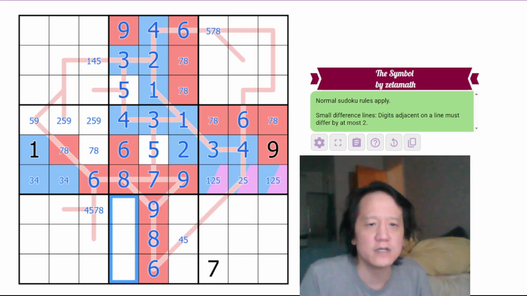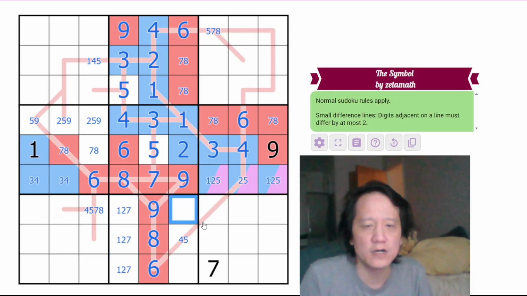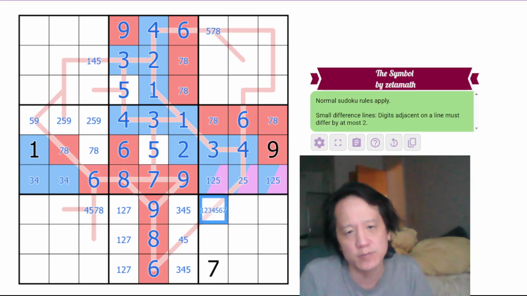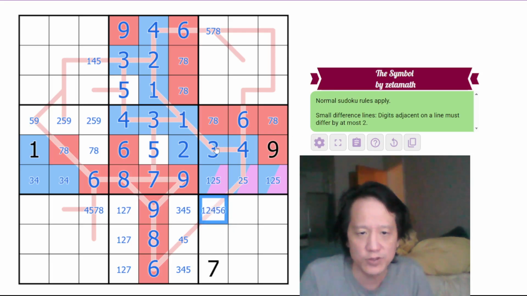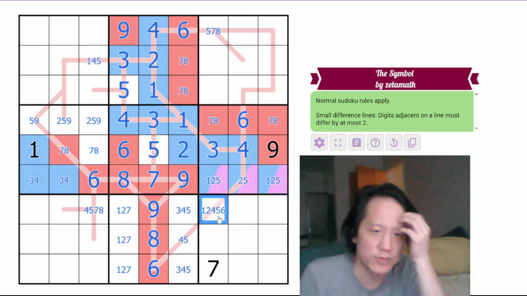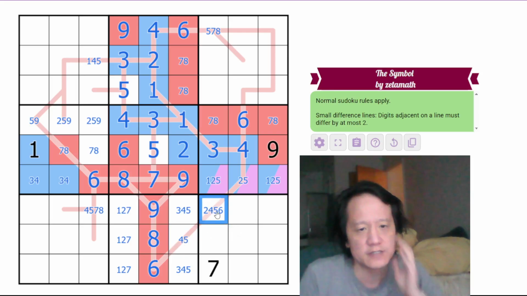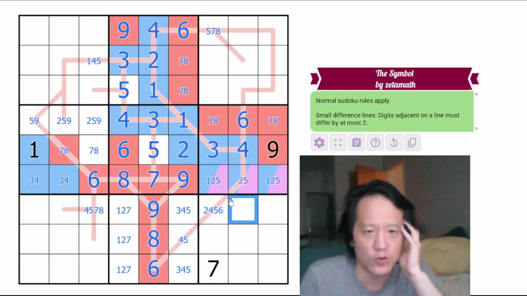Remaining digits in column 4 are 1, 2, 7. Remaining digits in column 6 are 3, 4, 5. Okay, so 2 away from 2 or 5 can be 1 through 7, but it can't be 7 here. Cannot be 3 because of the 3 in the column. 2 or less away from 1 through 6. This can't be 1 because if it were 1, that's not 2 or less away from 4. So any of these work.